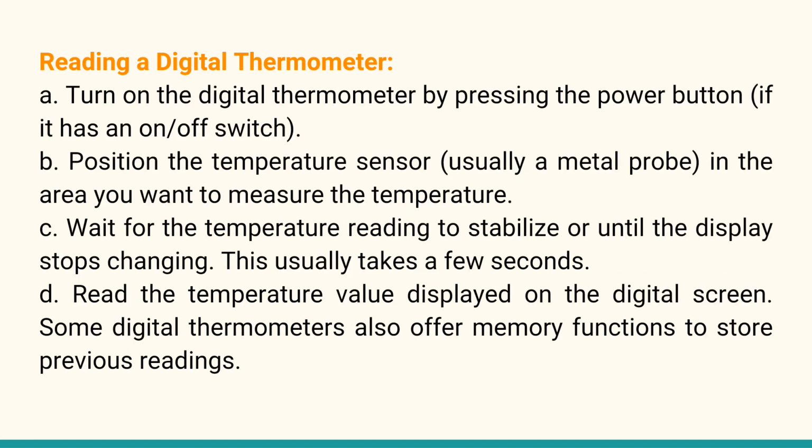A. Turn on the digital thermometer by pressing the power button, if it has an on-off switch. B. Position the temperature sensor, usually a metal probe, in the area you want to measure the temperature. C. Wait for the temperature reading to stabilize or until the display stops changing. This usually takes a few seconds. D. Read the temperature value displayed on the digital screen. Some digital thermometers also offer memory functions to store previous readings.